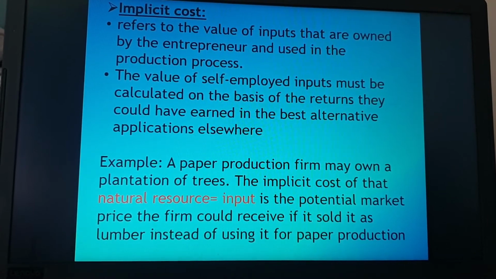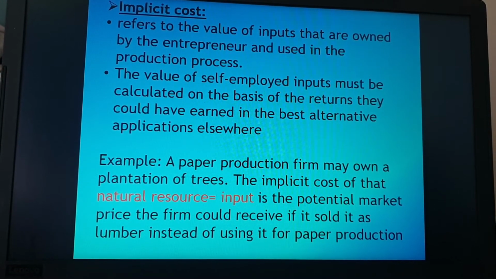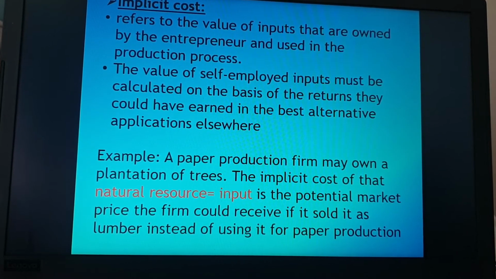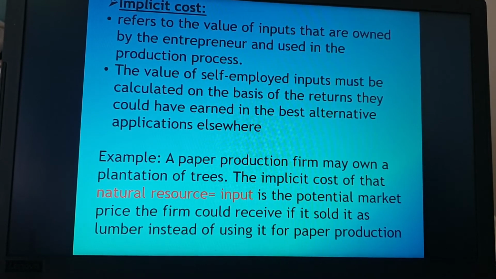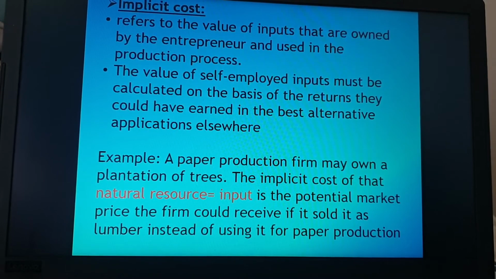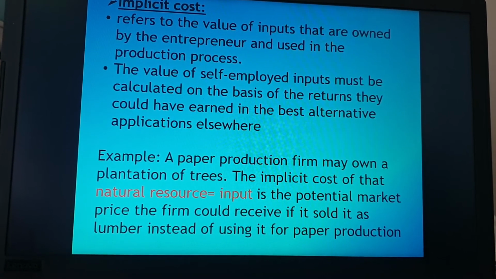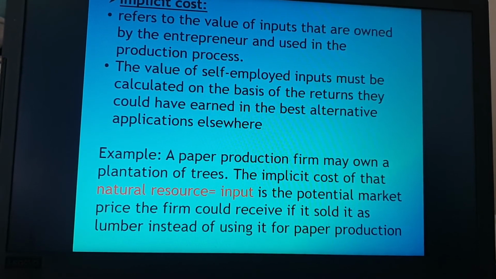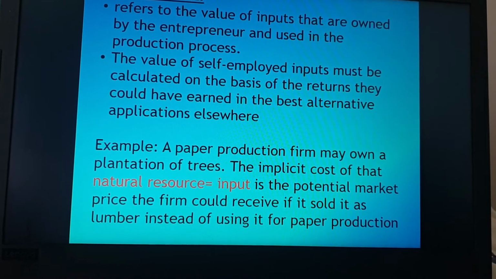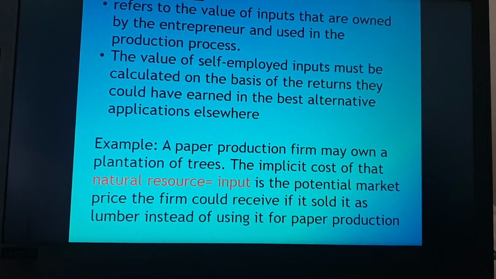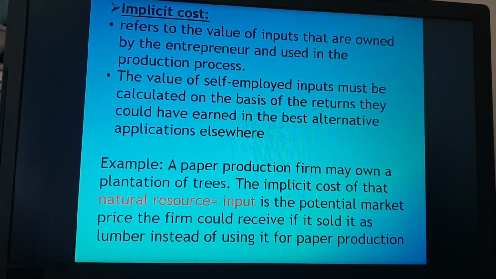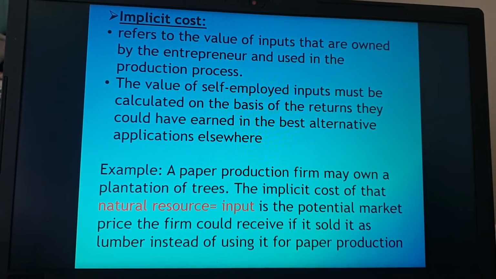For example, a paper production firm may own a plantation of trees. The implicit cost of that natural resource input is the potential market price the firm could receive if it sold it as lumber instead of using it for paper production. So here's another example. They either use it for pulp to make paper, or they must use it to sell the logs, and the logs are then used to make furniture, for example. So in which instance will they actually receive more income? Okay, that's the implicit cost.